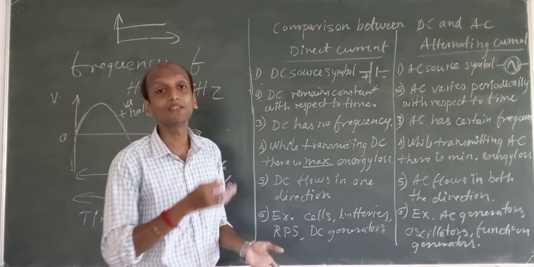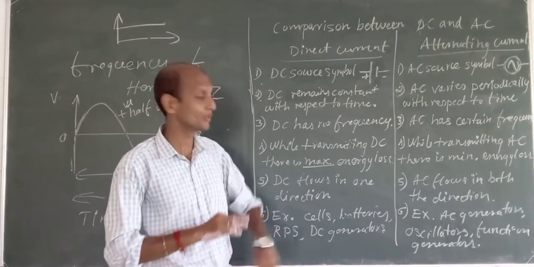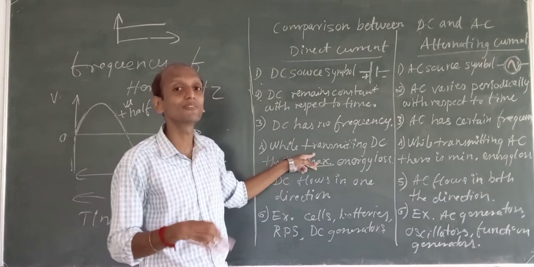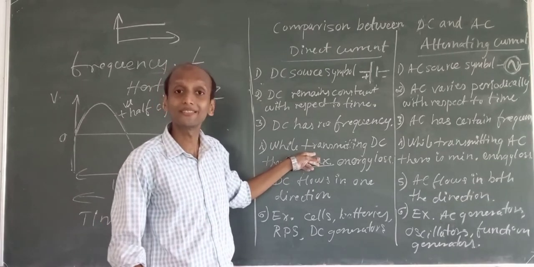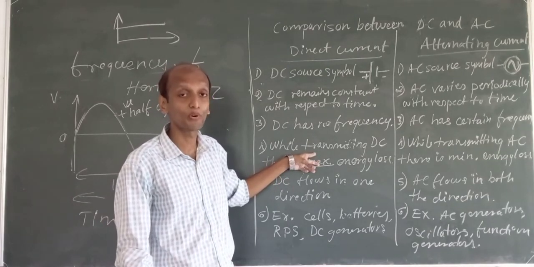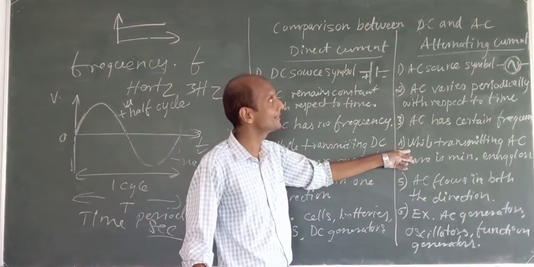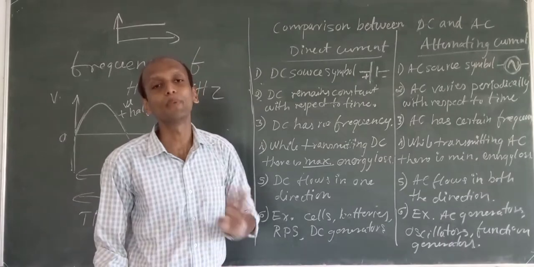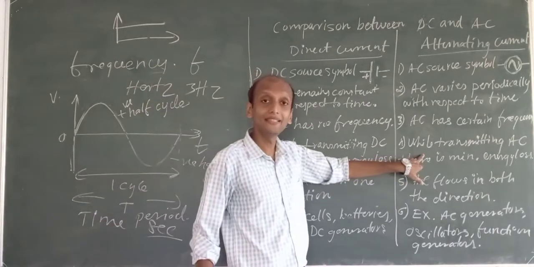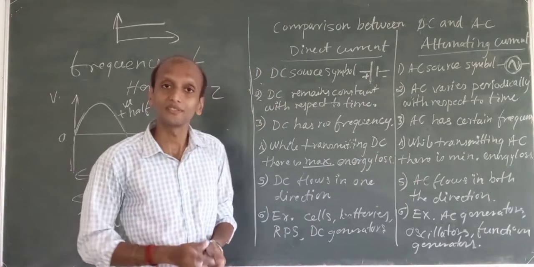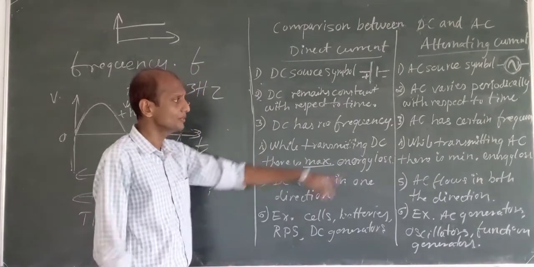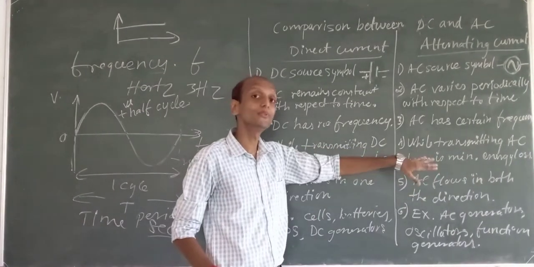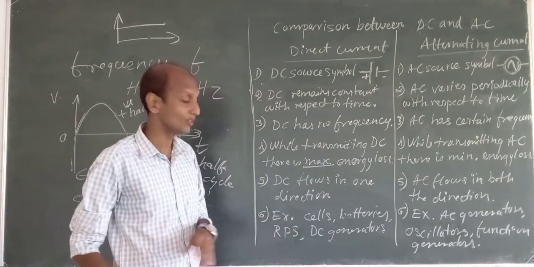So likewise we have advantages and disadvantages too. Here it is a disadvantage for DC, isn't it? While transmitting, it will lose a lot of energy, so power loss will be more. When it comes to AC, there will be very little power loss during AC source transmission. So AC is very much advantageous here when it comes to transmission of energy or power.